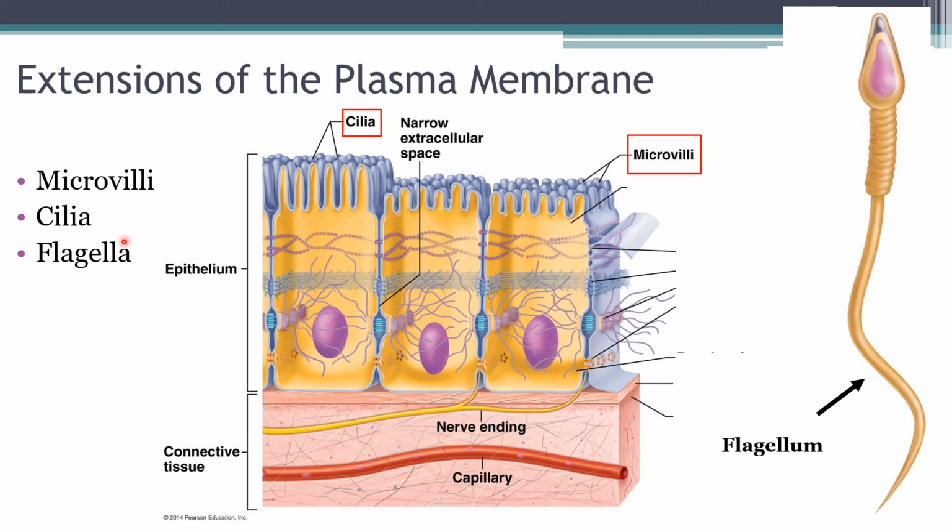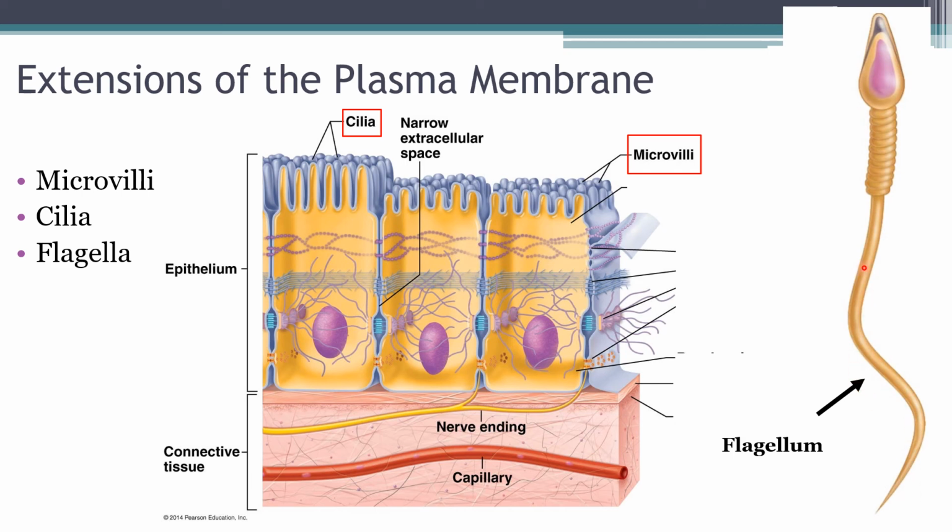The last plasma membrane extensions are called flagella. So you can see one of those here. Just notice that this is a very extreme fold, a very, very long extreme fold. Now, flagella is the plural term. If you're talking about just one of them, it's flagellum. And if you're talking about just one cilia, it's cilium. Okay, so pay attention to that because you might see that sometimes. But back to flagella or flagellum.